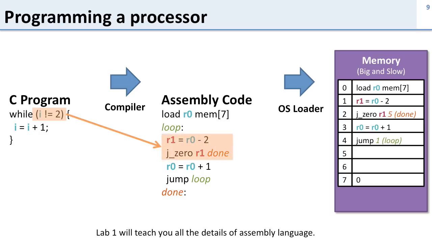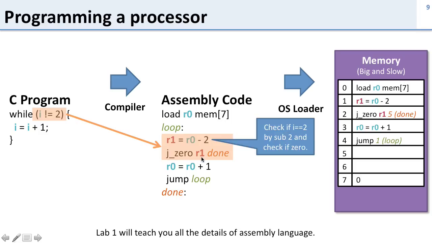Let's look at this part over here, while I does not equal 2. So that's this part over here. So look at what's happening here. In this instruction, we do R0 minus 2. Remember, R0 is I, so we're subtracting 2 from I, putting that in R1, and then we're doing jump 0 R1. So we're checking if the result is 0.